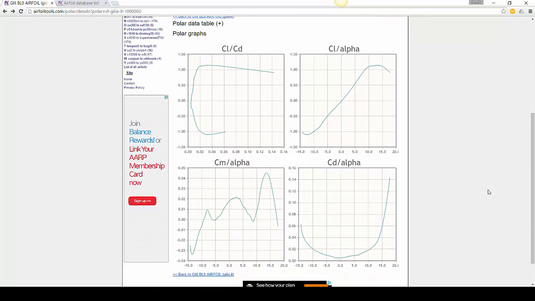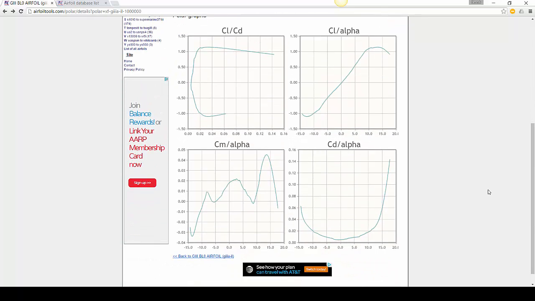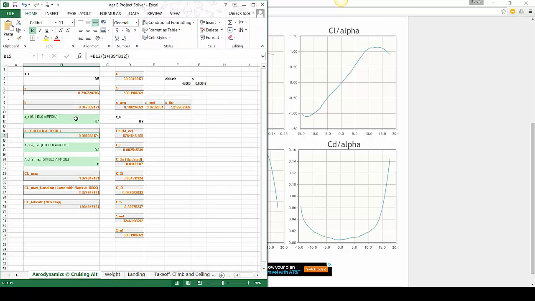If we take a look, you're going to notice 4 graphs here on the screen, and we're going to need the data from the lift coefficient versus alpha graph, which is this one noted right here, CL over alpha. Now we're going to take an approximate value of the slope of the straightest part of the line. So right here is going to be our approximate slope. And my slope was approximately 0.1 if you see here in my spreadsheet.